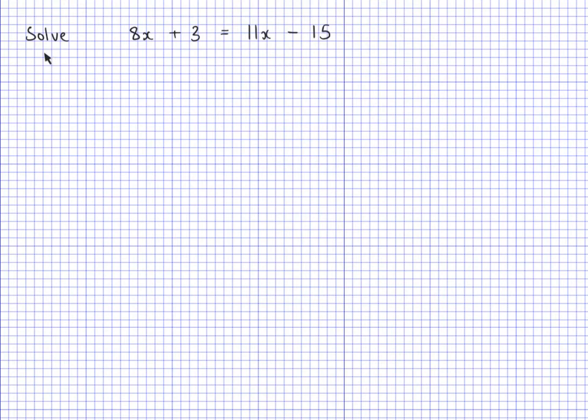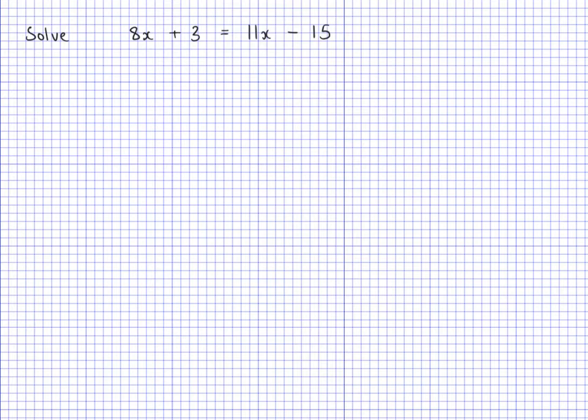So this task is to solve 8x plus 3 equals 11x take away 15. So we solve when we have an equation. So this is an equation, and we have an unknown here. That's been represented by the x, and we need to find the value of the unknown.